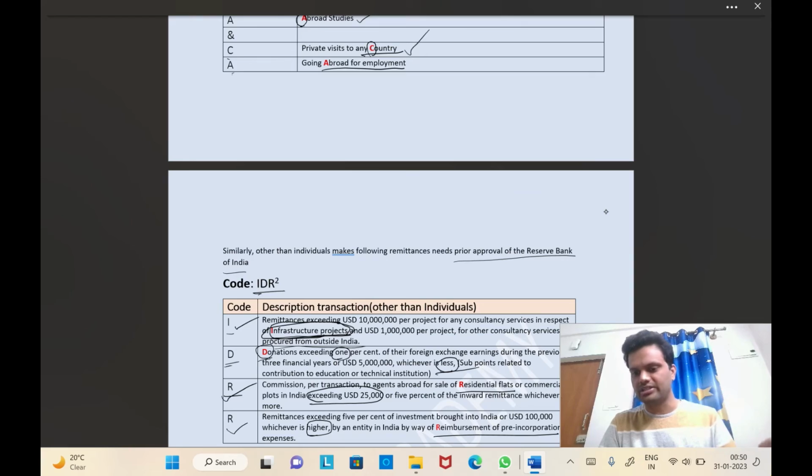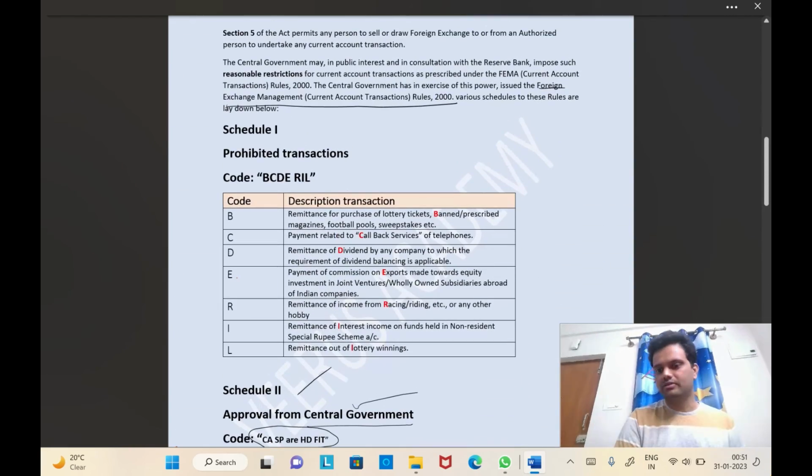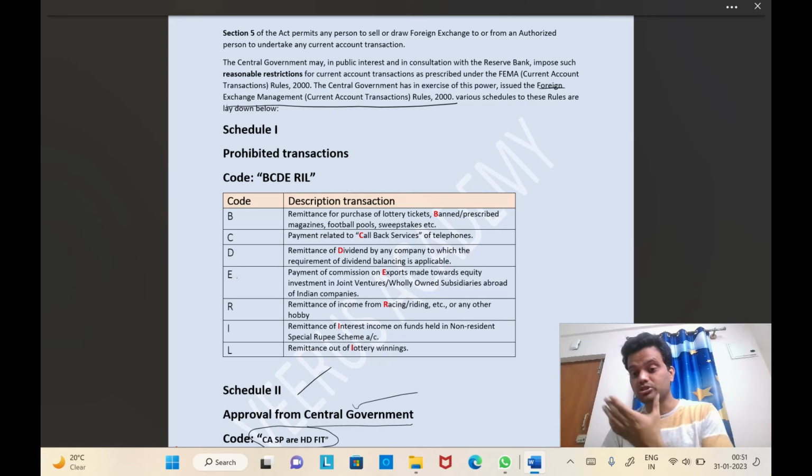Sir, you forgot one more thing, that is prohibited transactions. Yeah, the reason why I jumped on to approval of central government is that's where most of the students have confusion. For prohibited transactions, I didn't hear from students that they have any confusion. It's very clear for them. Even if you read it three to four times, you will be able to remember. You need not have any codes for it.